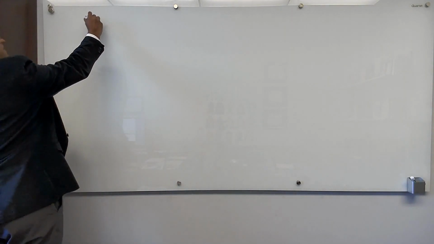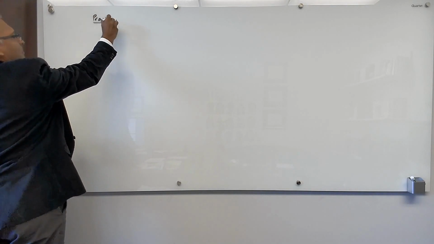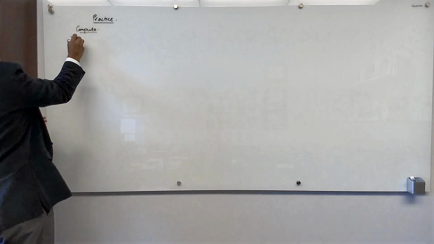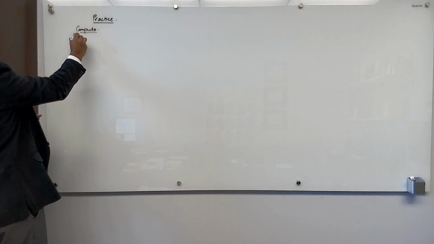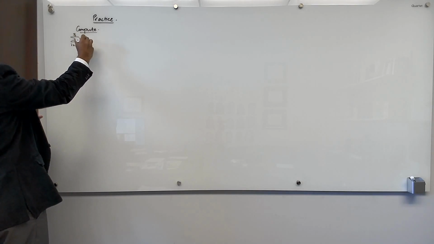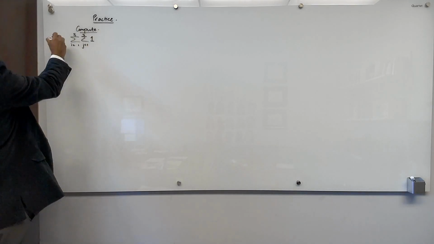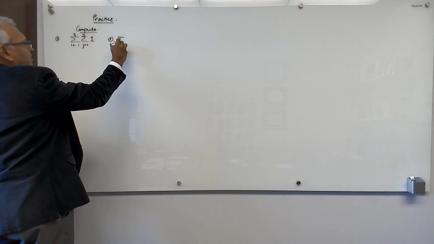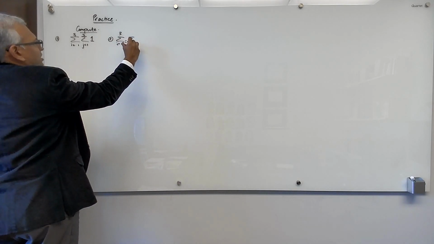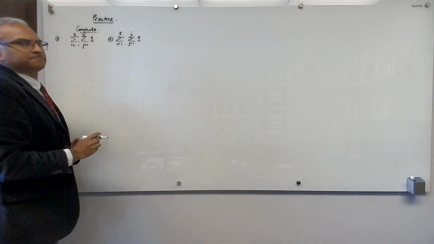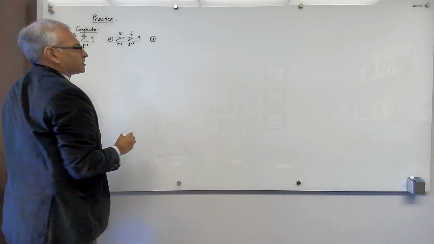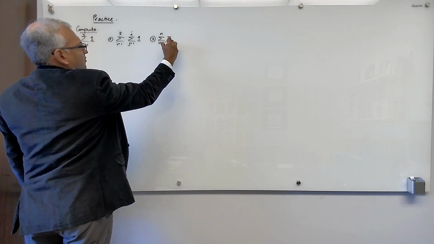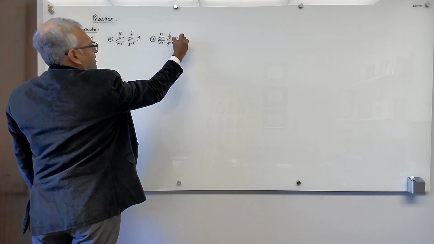Okay, practice. Compute the sum from i equals 1 to 3, the sum from j equals 1 to 3 of 1. So this is practice number 1. Compute the sum from i equals 1 to 3, the sum from j equals 1 to i of 1, and 3. Compute the sum from i equals 1 to n, and the sum from j equals 1 to i of 1.